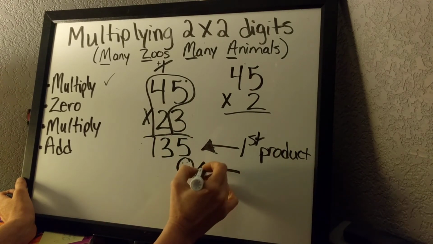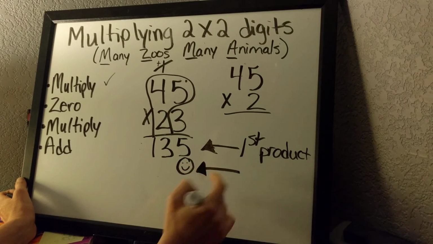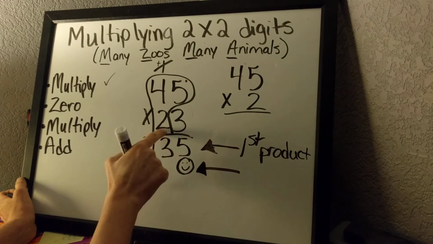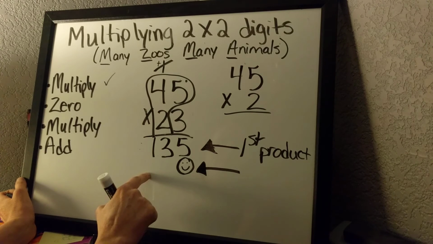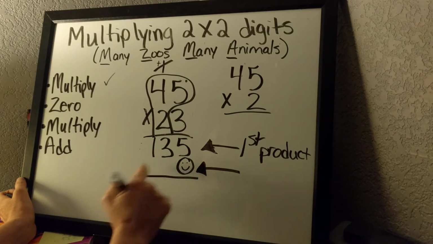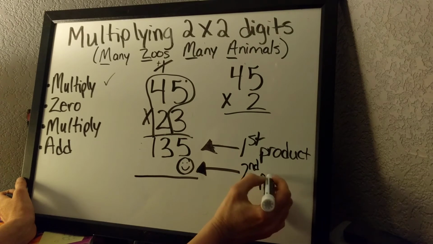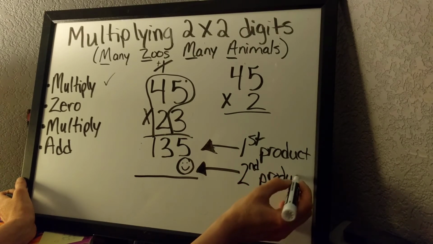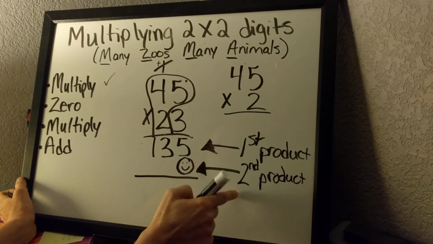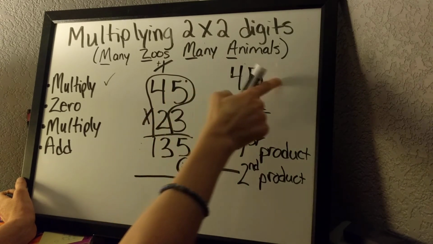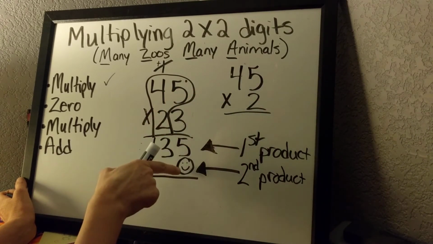And our second number is going to put our product, our answer here for our second number is going to go in our second line. Okay? So here's our second line. Our answer for our second product is going to go under here. What is our second product? So it is 45 times 2 tens.